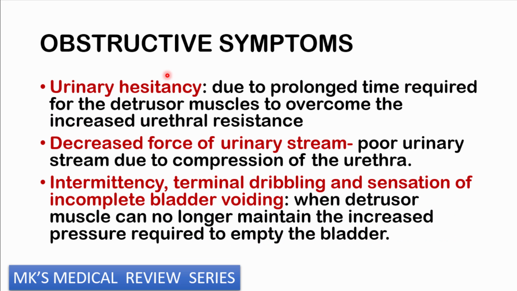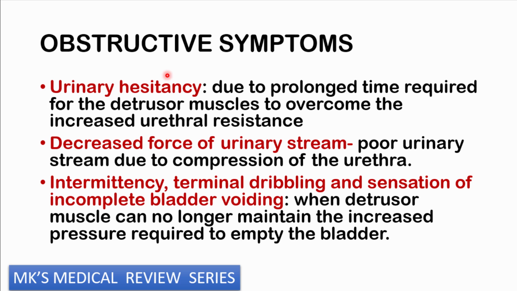Obstructive symptoms include urinary hesitancy. This is often due to the prolonged time required for the detrusor muscles to overcome the increase in urethral resistance because the urethra is being compressed. So the muscle has to generate a much greater force to overcome this resistance. So usually it takes a while for them to begin to urinate. There's also a decrease in the force of the urinary stream. There is a poor urinary stream due to the compression of the urethra.